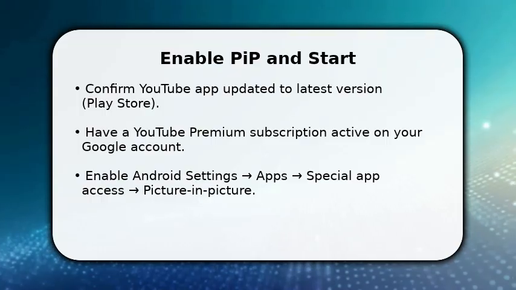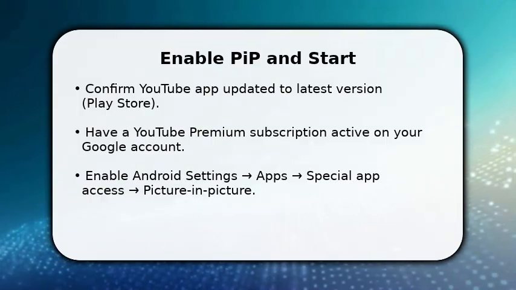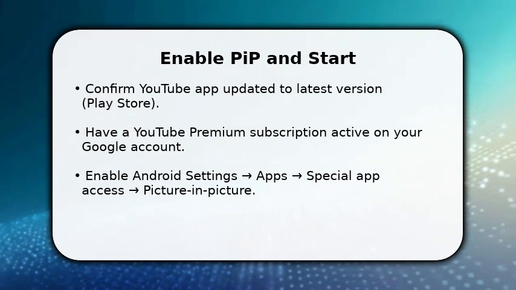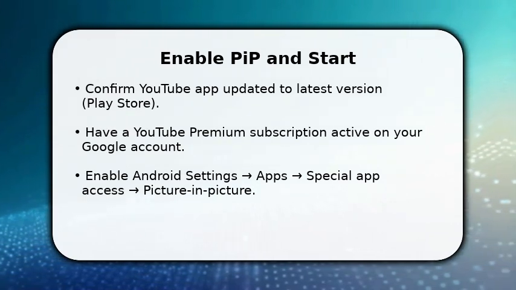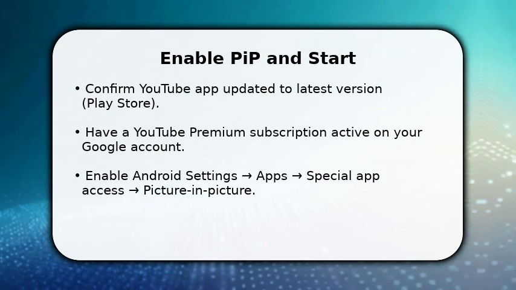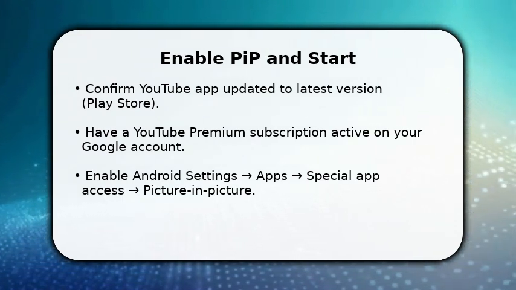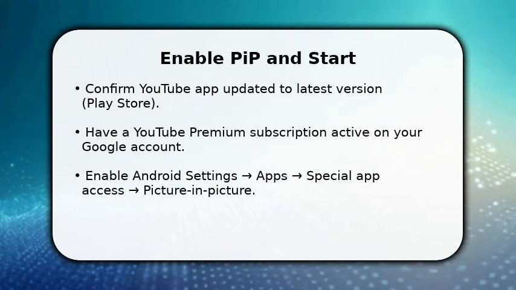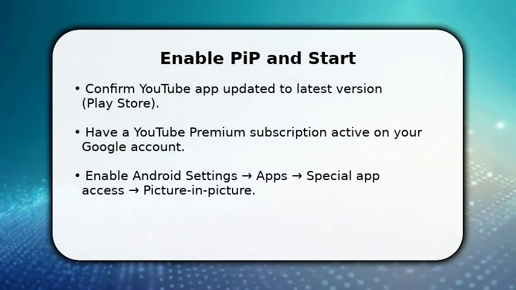You start by preparing the essentials. Make sure the YouTube app is updated and you have an active YouTube Premium subscription tied to the Google account on this phone. Once done, open Settings, go to Apps, tap Special App Access, and enable Picture-in-Picture for YouTube.